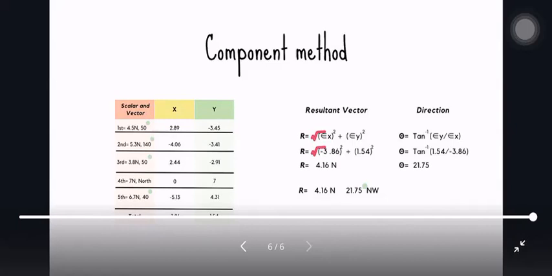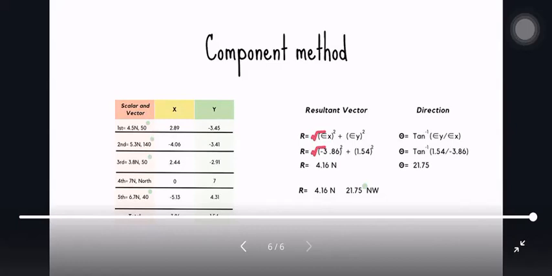For the fourth, 7 sine 90 degrees will result on 7. And lastly, for the fifth point, 6.7 sine 40 degrees will result 4.31.